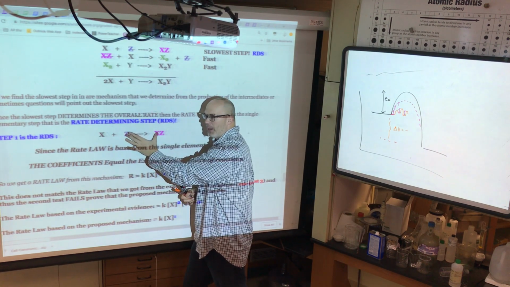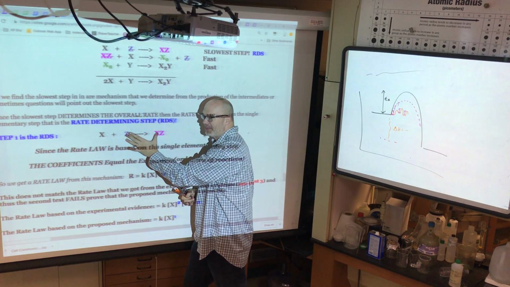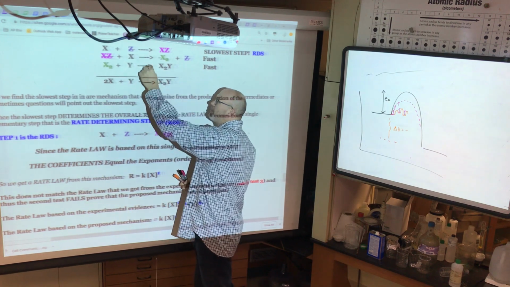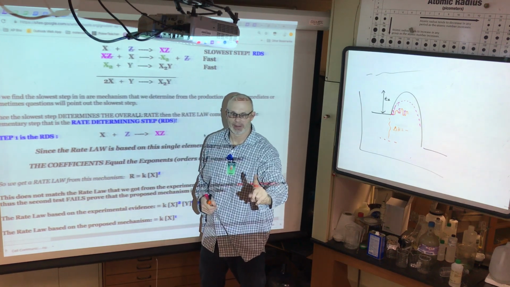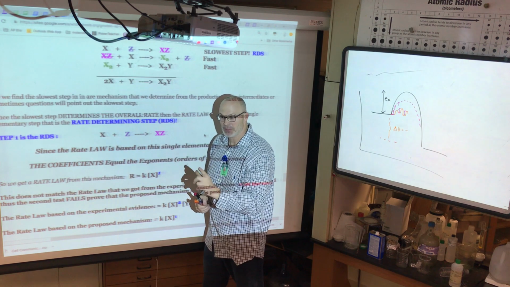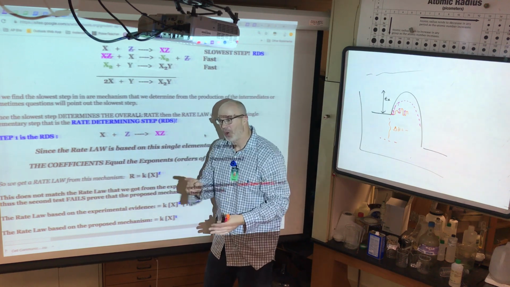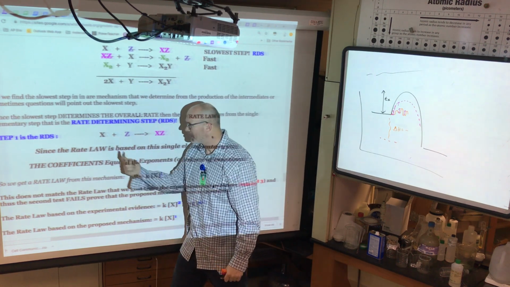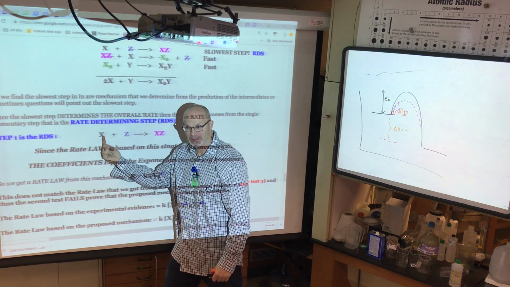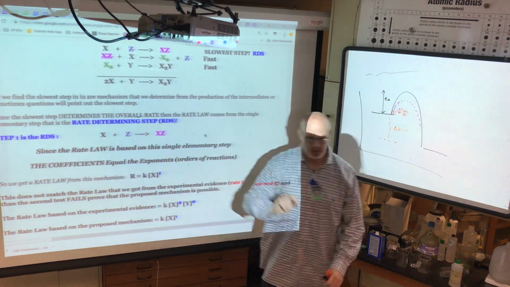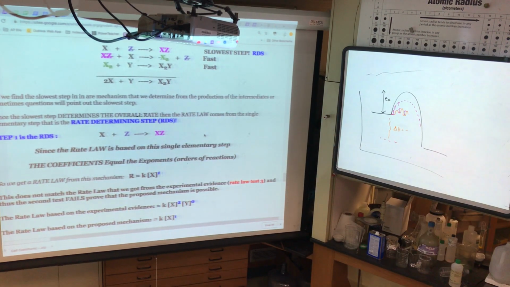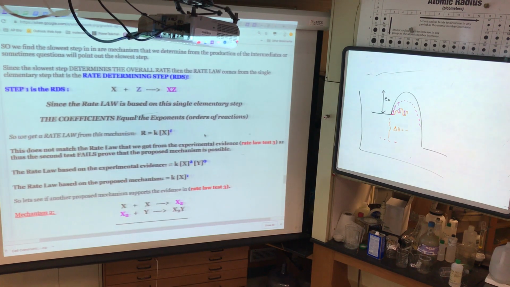That's key here. Why? What do we know about an elementary step? These steps that are in the mechanism are always elementary. And what do we know about an elementary step? If we want the rate law of the elementary step, what do we do? Coefficients become the orders. So what is the rate law for that elementary step?